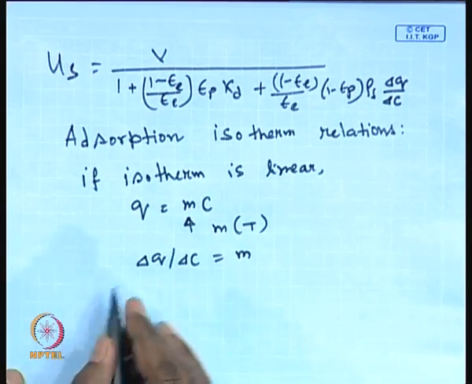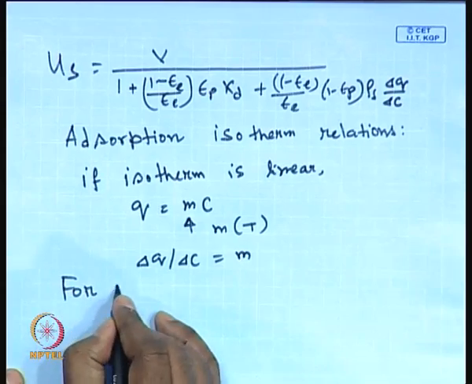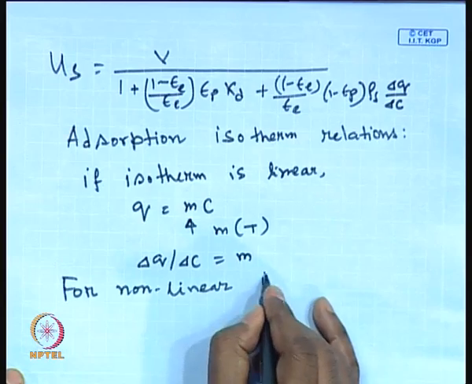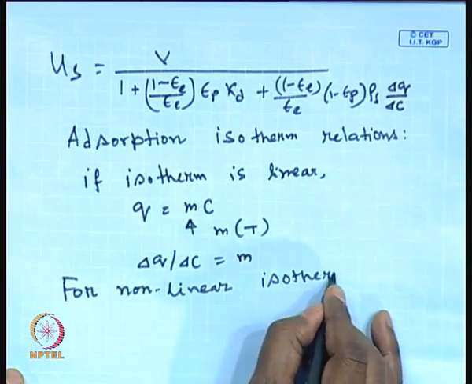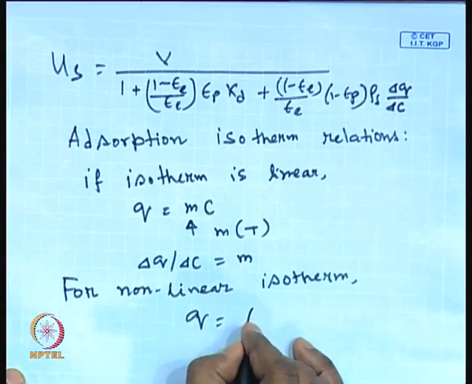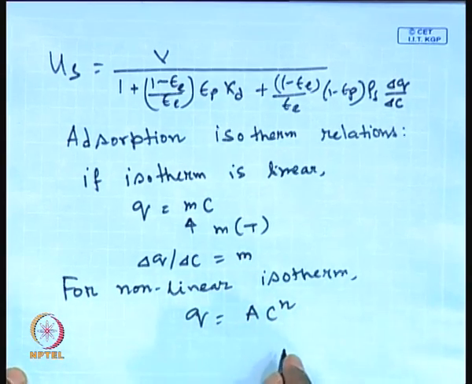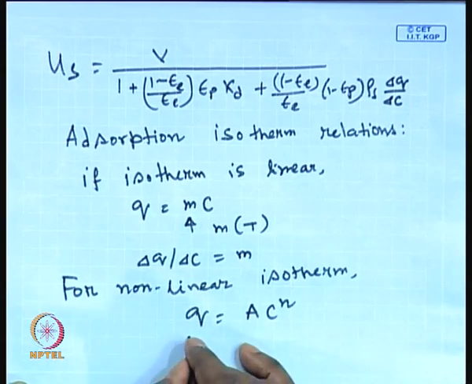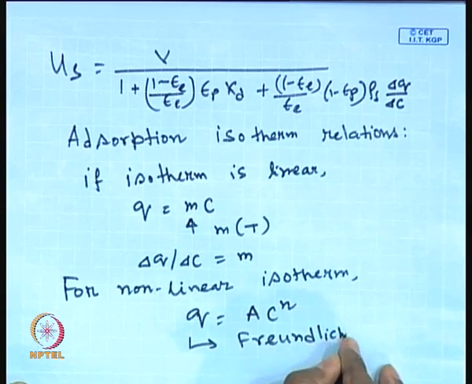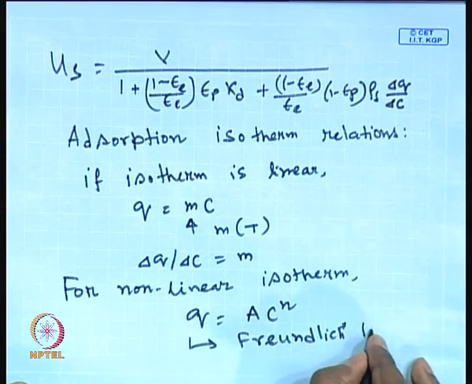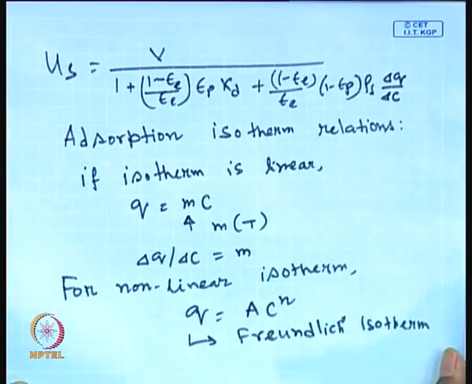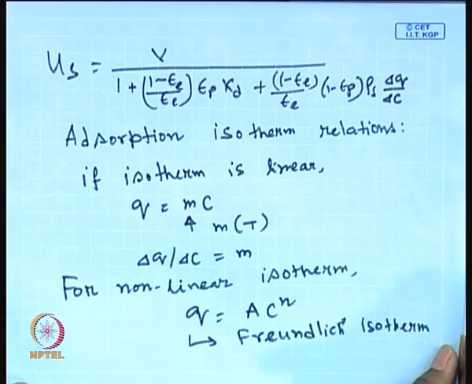If the isotherm is nonlinear, for a nonlinear isotherm, let us say Q is equal to A C to the power N. What is the isotherm called? It is a Freundlich isotherm. If you remember, there are several adsorption isotherms like Langmuir, Freundlich, and so on.